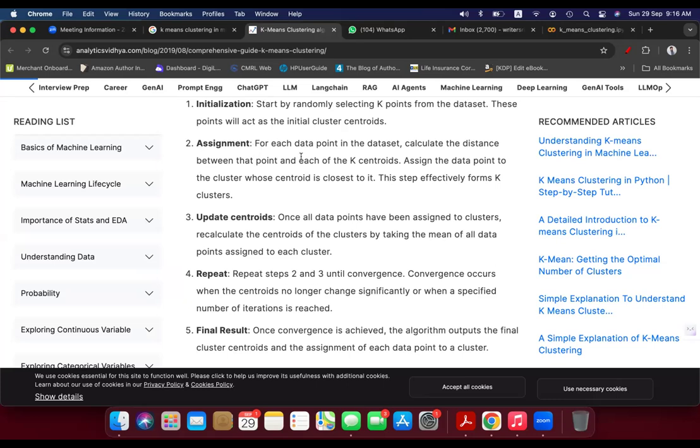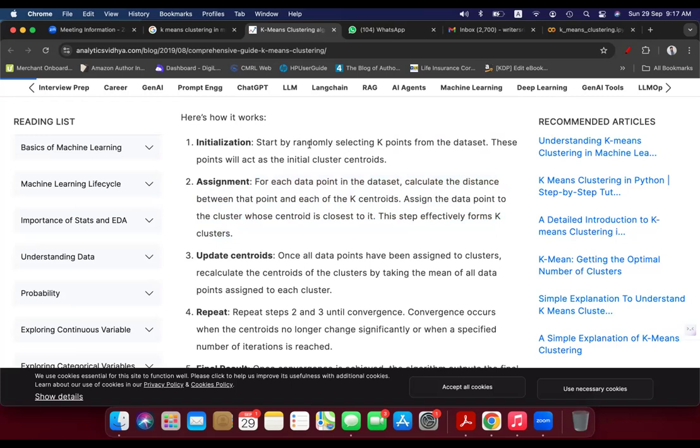So, assignment: for each data point in the dataset, calculate the distance between that point and each of the k centroids. Assign the data point to the cluster whose centroid is closest to it. This step effectively forms k clusters. This is how it works. Initialization: start by randomly selecting k points. K points could be anything. Initially these points will act as the initial cluster centroids.